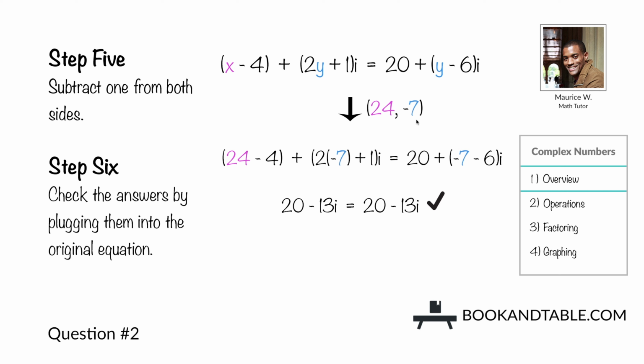And for y is equal to negative 7, we plug that in here and here, giving you 2 times negative 7, which is negative 14. Negative 14 plus 1 is equal to negative 13i. And on the right side, we have y minus 6, which would be negative 7 minus 6, which is equal to negative 13i. So the imaginary numbers are the same on both sides, negative 13i and negative 13i, thus confirming that y does equal negative 7.